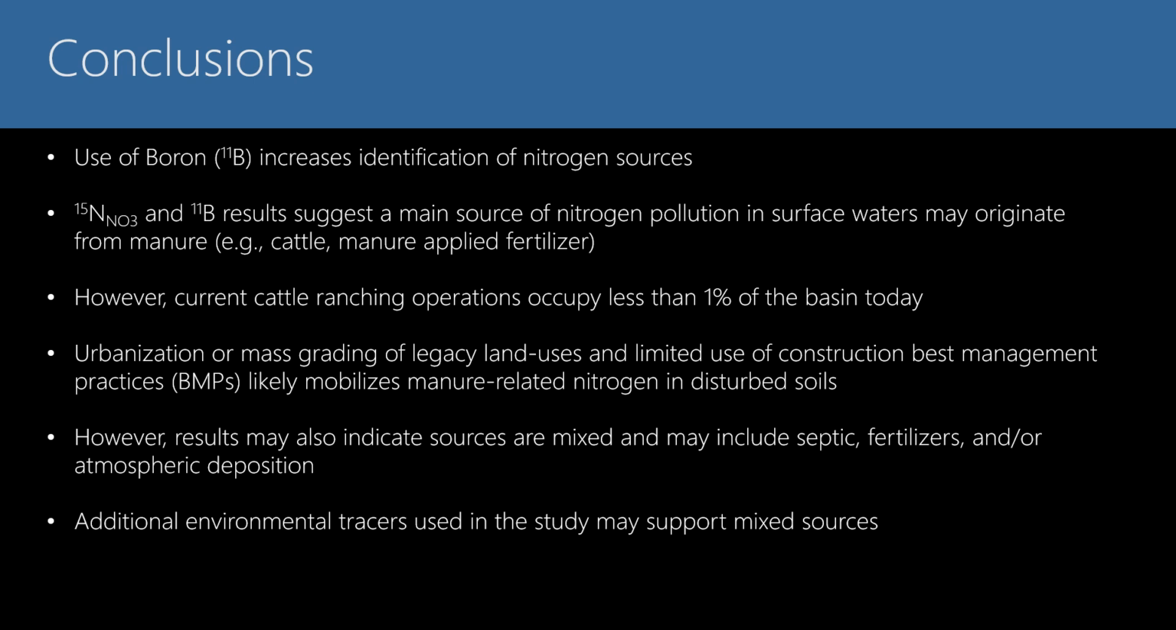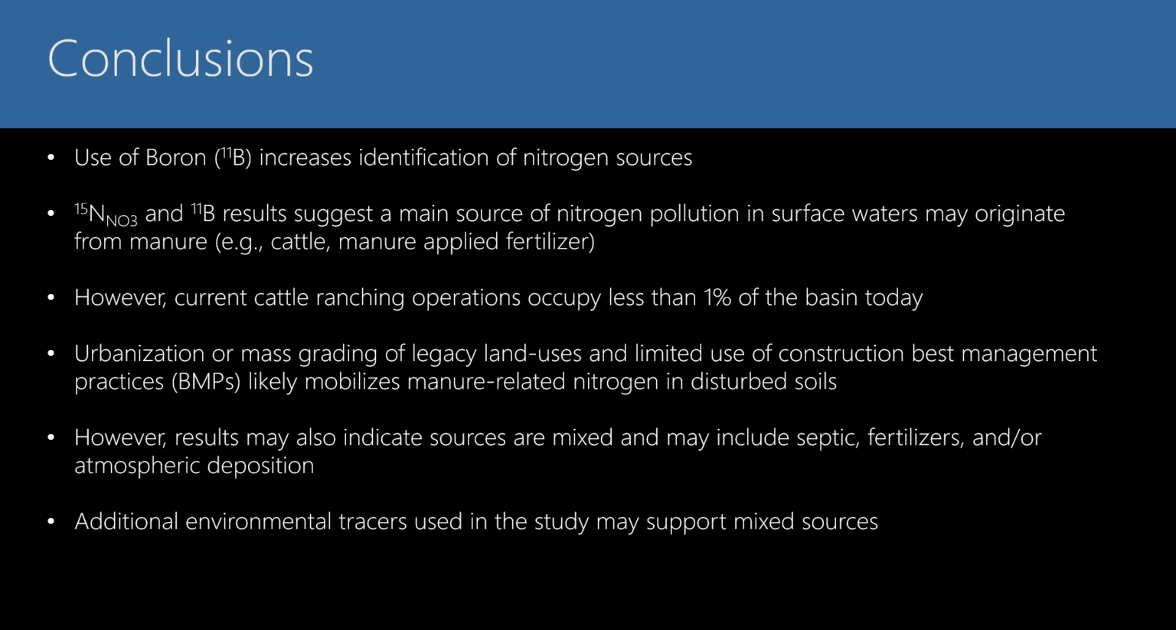Here's what we can conclude from this study. The use of boron 11 has increased our ability to identify the nitrogen sources in the basin, including teasing out and differentiating between those from septic and those from manure. N15 and B11 results suggest the main source in this case of nitrogen pollution in surface waters may be originating from manure, including cattle directly or manure-applied fertilizer. However, current cattle operations within the basin occupy just less than 1% of the basin today.